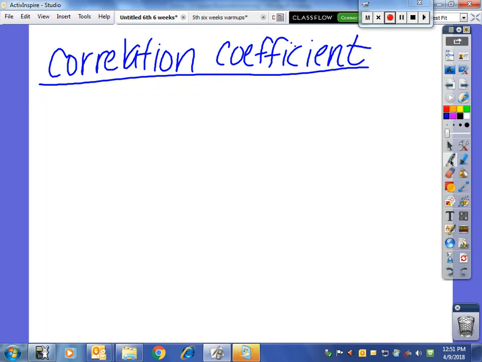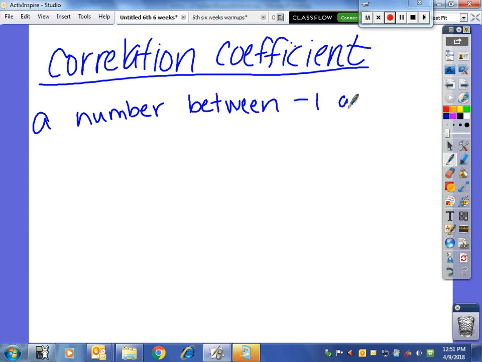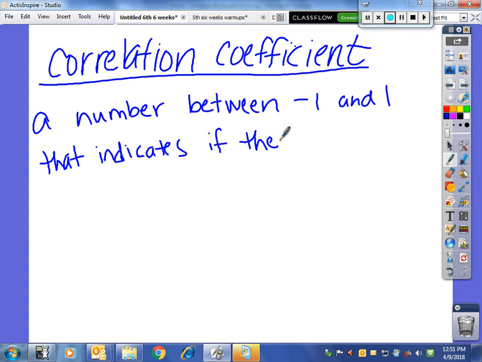All right, correlation coefficient is a number between -1 and +1 that indicates if there is a relationship between the data and how strong it is.